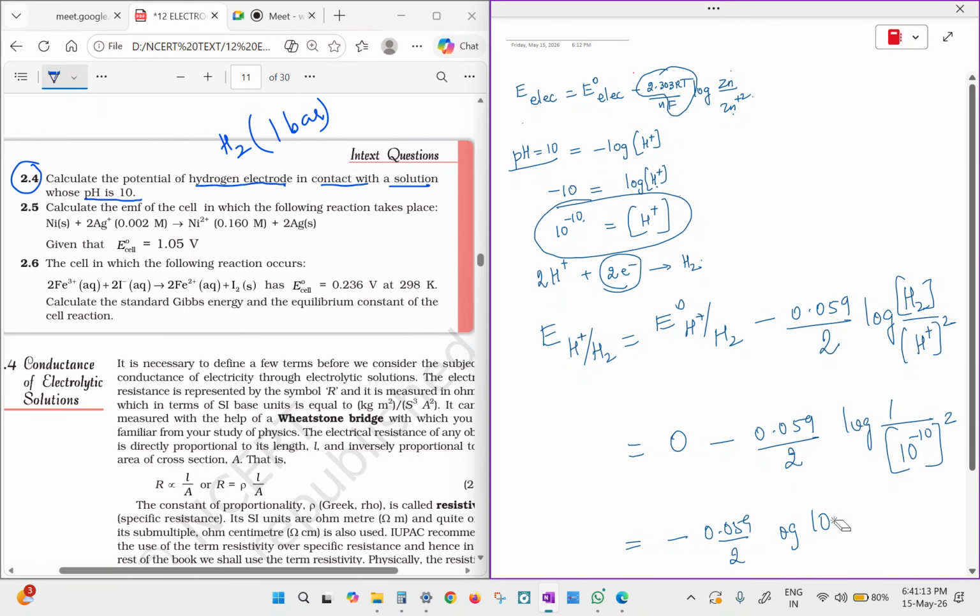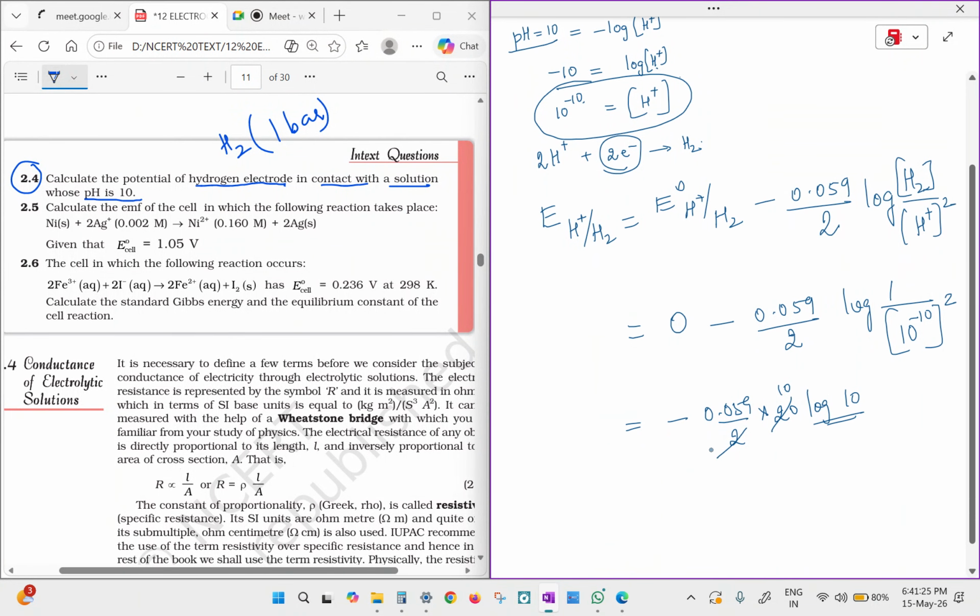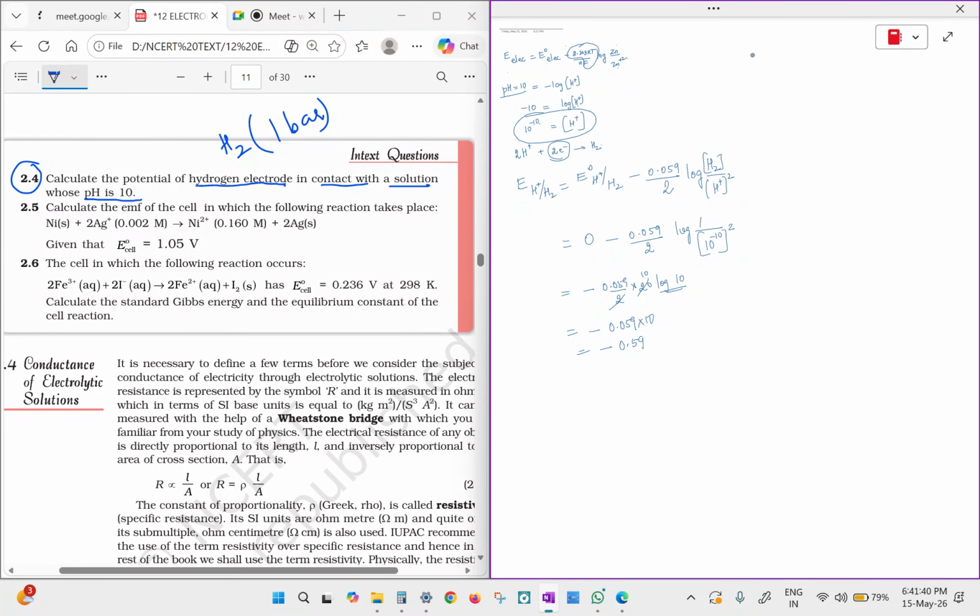Or we can put it as 20 log 10, and log 10 is anyway 1. So this becomes minus 0.059 into 10, or you can put it as minus 0.59. Now, if it is for NCERT sake, that is the CBSE board examination, you will have to do all this. Put it in volts. But if you are seeing this question in a competitive examination, then straight away what you can do is, the E of this electrode will be minus pH times 0.059. That's it.